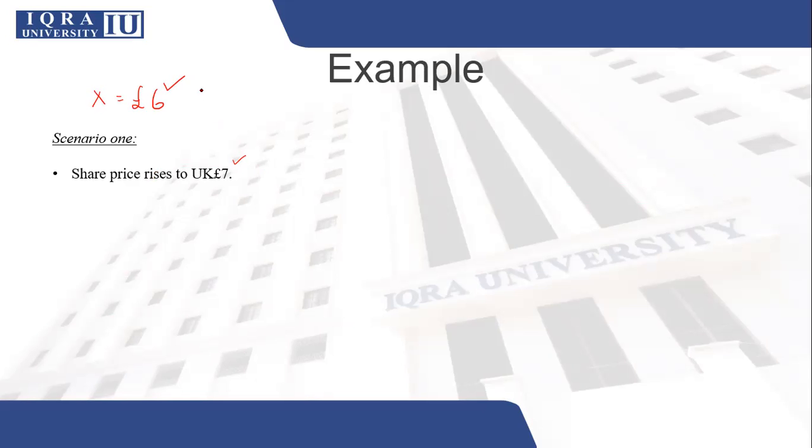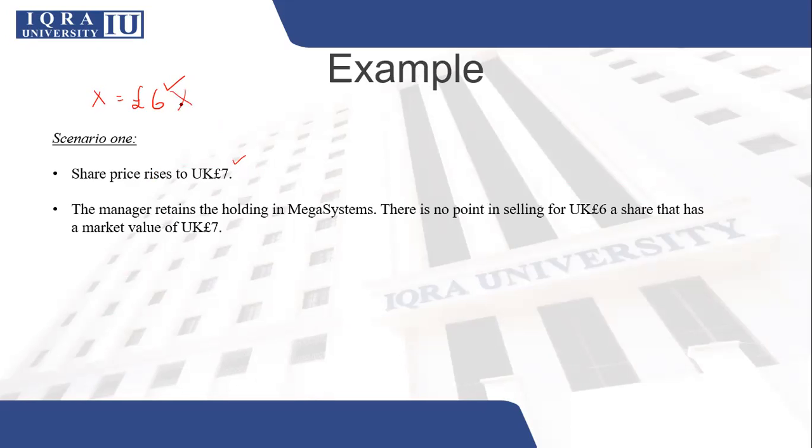The reason being that you can sell it for 6 using your option contract, but why would you sell it for 6 when you can sell it directly for 7 in the market? So you would prefer to sell it directly in the market. You will not use your option contract in this case. So the manager retains the holding in Mega System. There is no point in selling for £6 a share that has a market value of £7. So it doesn't make sense.